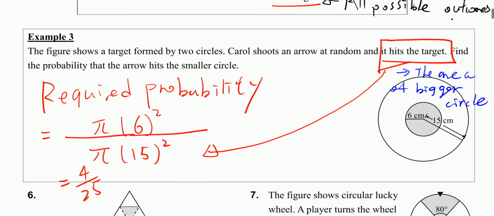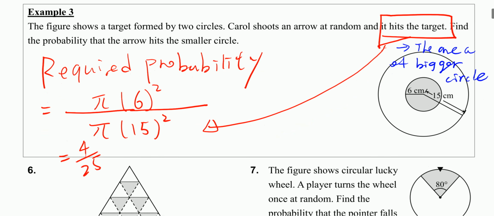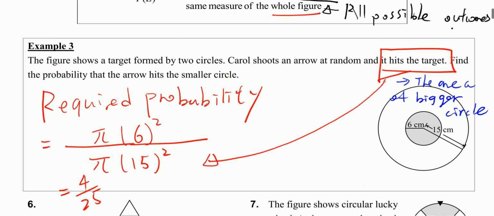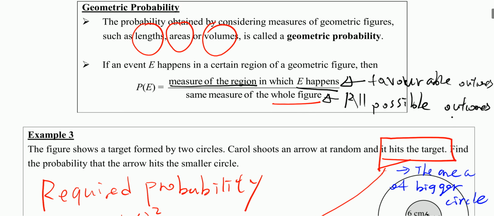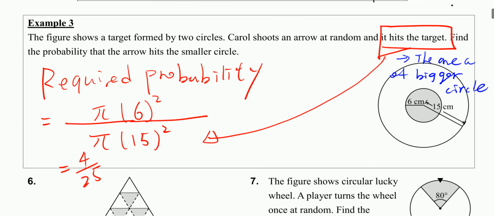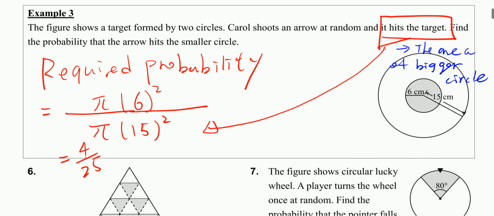And okay, so just showing you 3 examples for 2 ways to list your outcomes and some ideas about geometric probability. Okay, so I just want you to practice more and become familiar with the ideas.